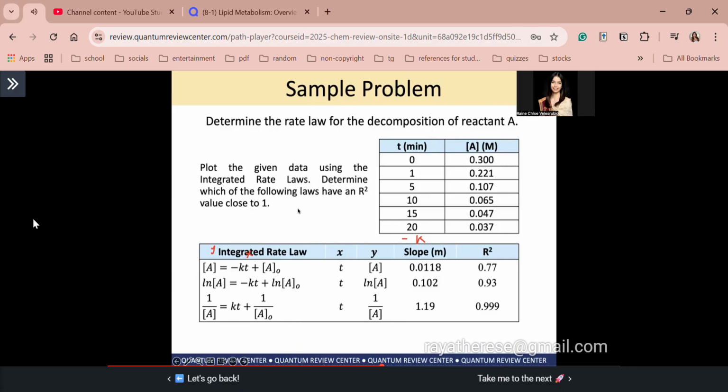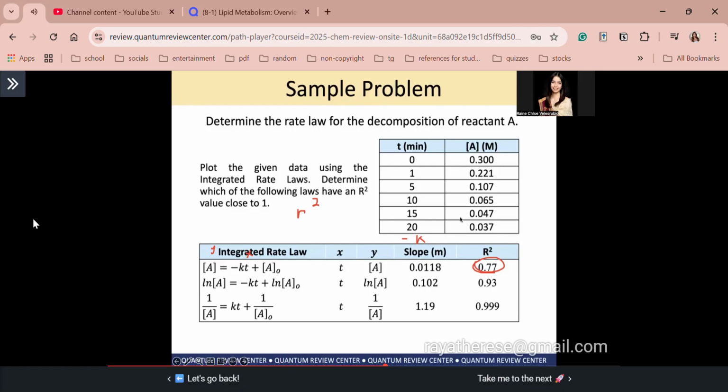Next, find the R. Again guys, nasa regression table lang din yan ng calculator niyo. Just click R and then square it, and then you'll get the value of your R squared. So for a zeroth order integrated rate law, ang mahahanap niyo ay R squared equal to 0.77. Sobrang baba niyan, sobrang layo sa 1. Therefore, the equation for zeroth order integrated rate law is not a good fit to your data. Therefore, masasabi natin, hindi zeroth order ang inyong reaction.